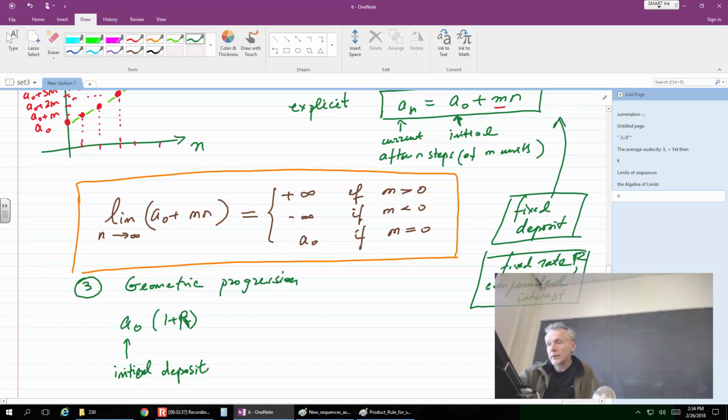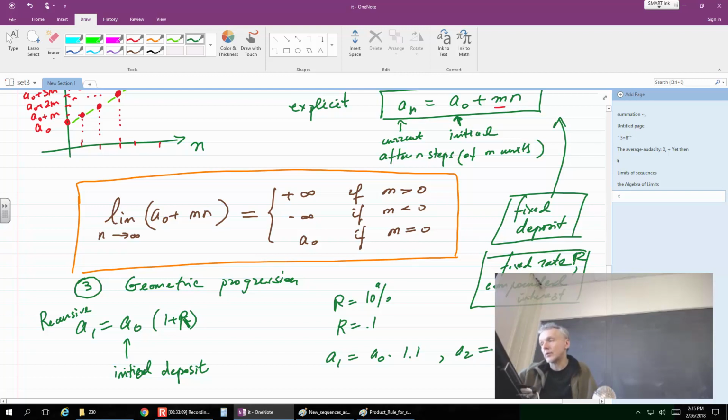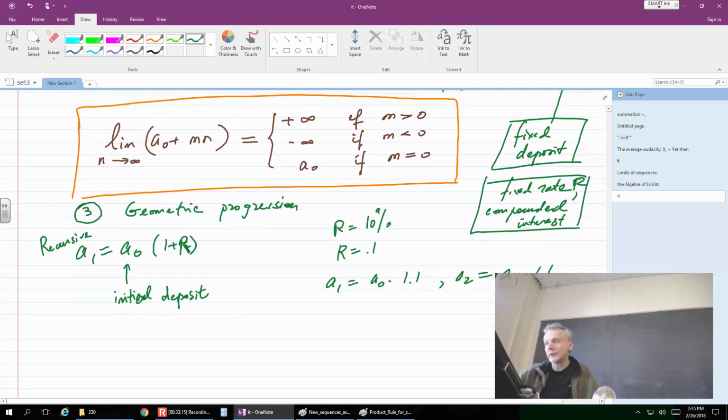So after 1 year, that's A1. Once again, this is recursive: A1 is equal to A naught times 1 plus R. So if you have 10%, then you multiply by 1.1 every time. R is equal to 10%, which means R is equal to 0.1, which means that A1 is equal to A naught times 1.1. And then A2 is equal to A1 times 1.1, and so on. So that is the compounded interest.